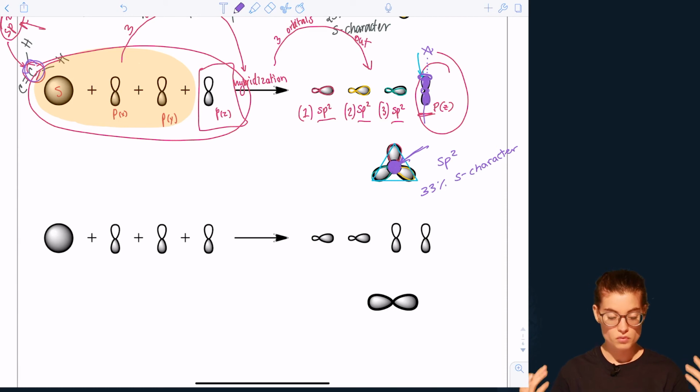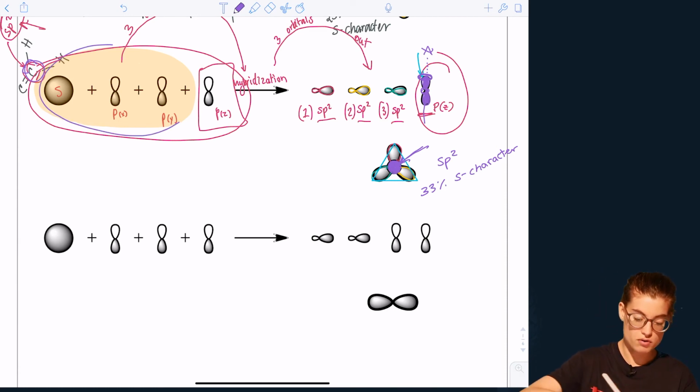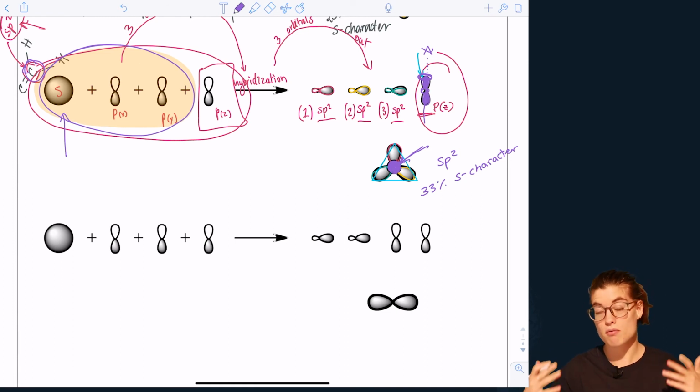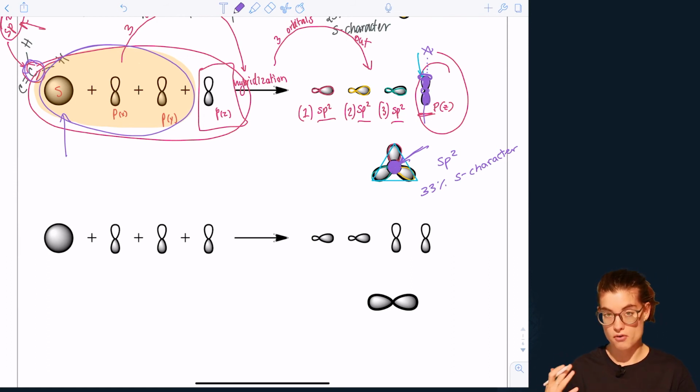How do we know that? Well, we know that because for its hybrid orbitals, well, I guess I should say its hybrid orbitals have 33% S character because they were made up of a component where the S component makes up 1/3 of their total characteristics, of their total orbitals used. So sp2 hybrid orbitals have 33% S character.